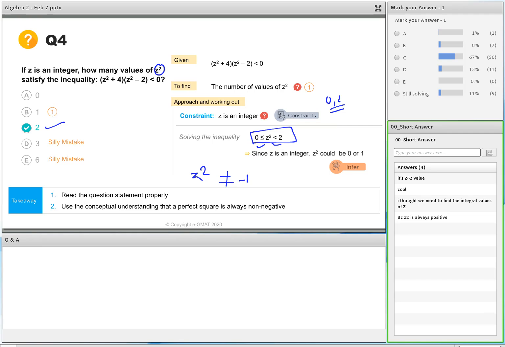Bharat, is it clear to you? Perfect. I thought we need to find the integral values of the z. Shubham, is it clear to you? We cannot think or assume anything. We only have to go with what's given in the question. All right, perfect. So with this, I hope it's clear to all of you.